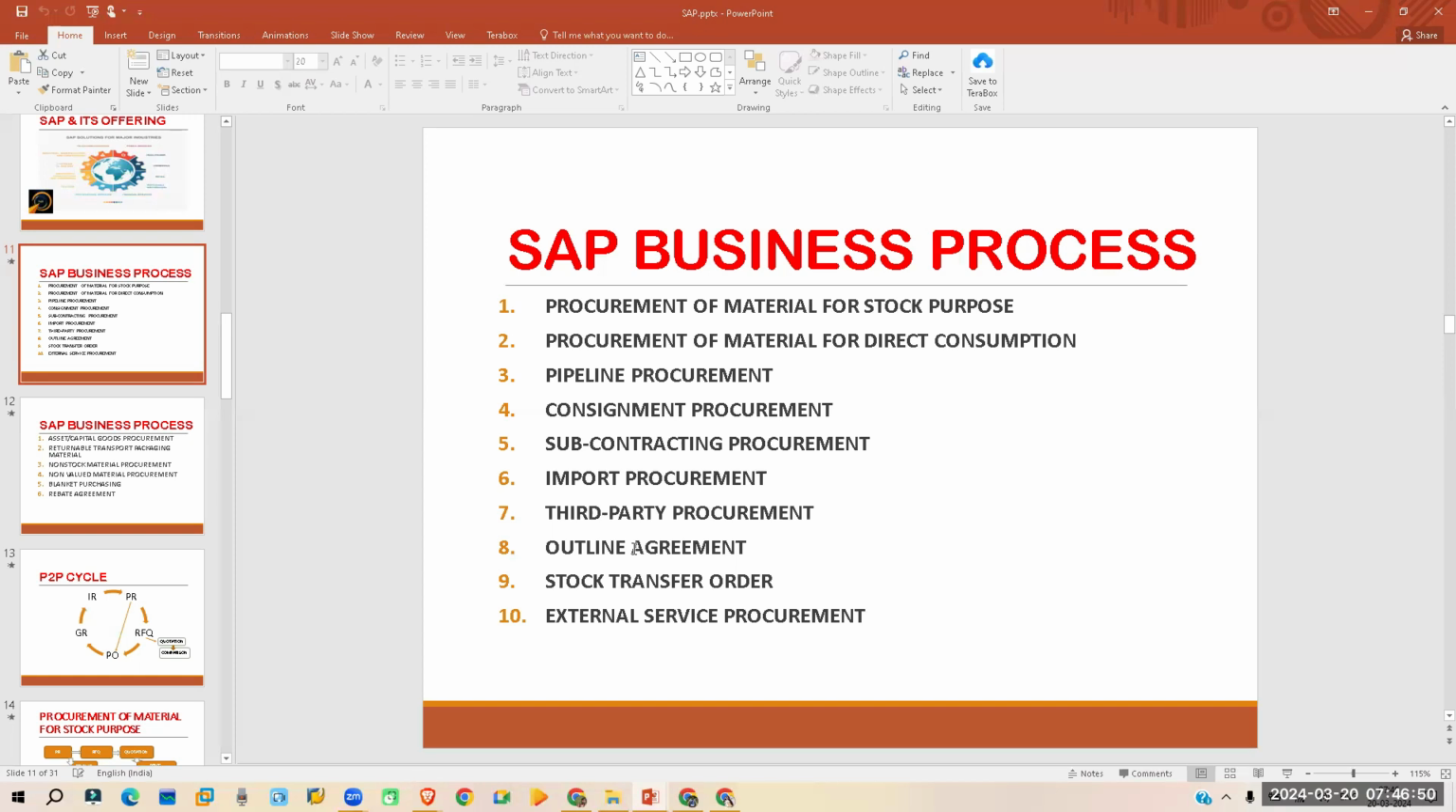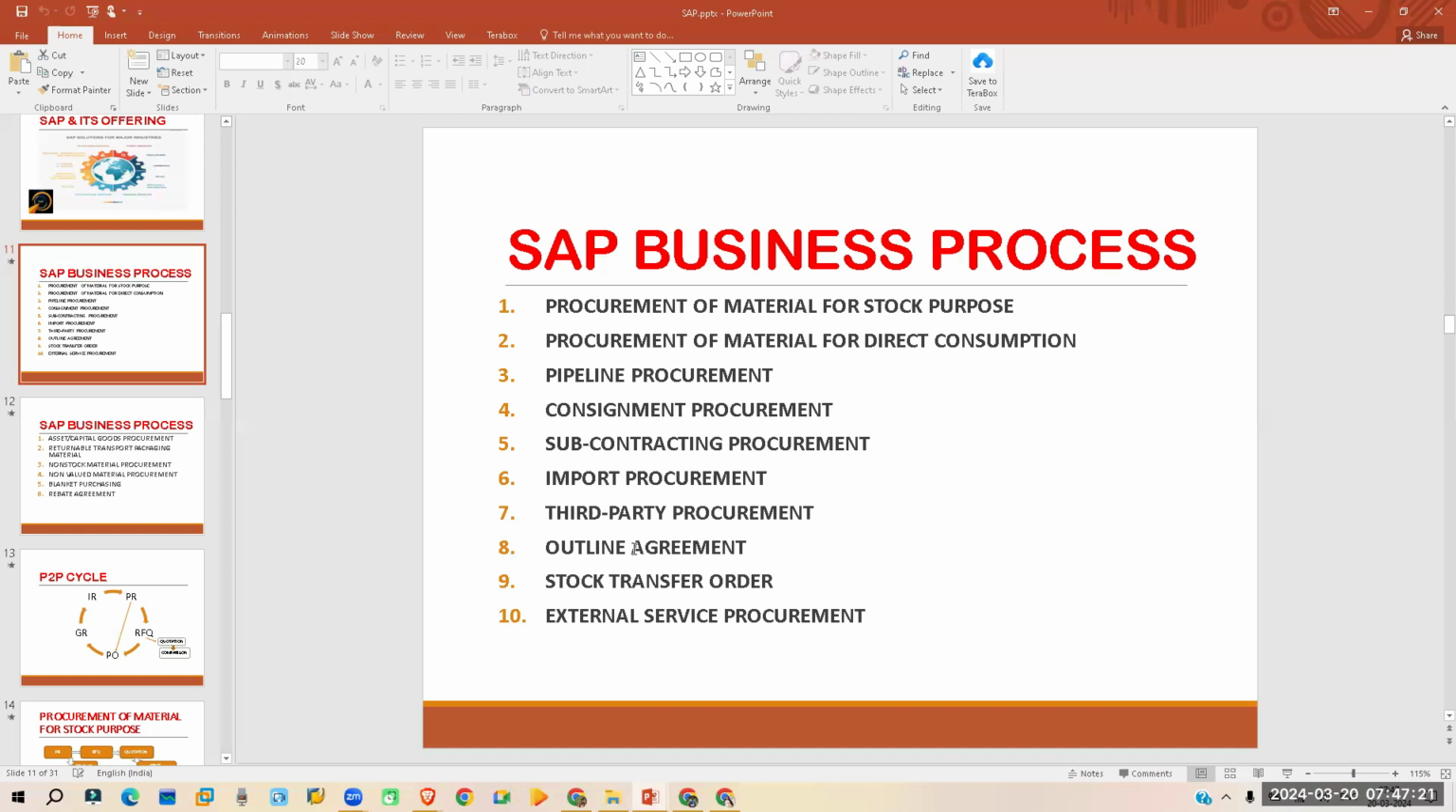Now, if you are going for a higher quantity, there will be some price negotiation. So, this is basically called an outline agreement. When you do a long term agreement with a supplier, that is called an outline agreement. In SAP, there are two types of outline agreement. One is a contract, which normally we know as a contract agreement, and another one is a scheduling agreement.